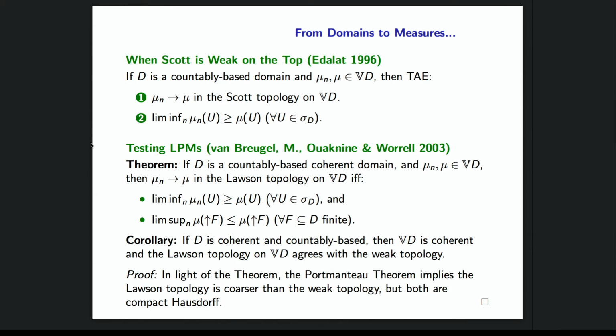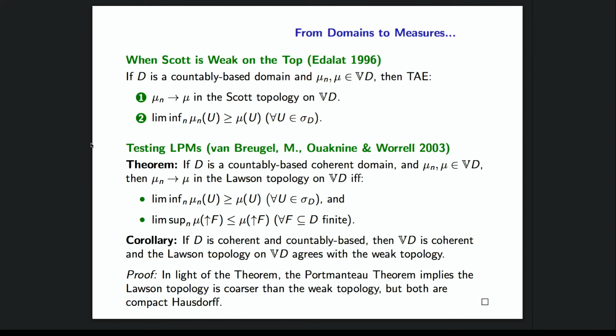That result actually was generalized a bit in some work I did with Frank van Breugel, Joel Ouaknine, and Ben Worrell, in which we accounted for the other half in the case of a countably based coherent domain. Namely, you see the two conditions now, not just the lim inf of mu n of a Scott open set U is greater than or equal to mu of U, but also the lim sup of mu n of a closed set, the upper set of a finite set F, is less than or equal to mu of the upper set of F.